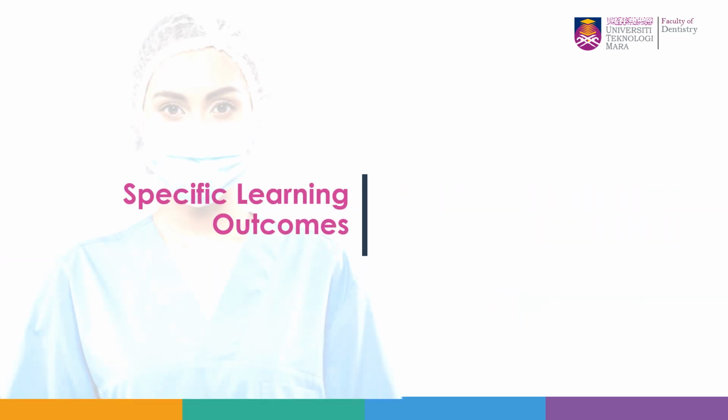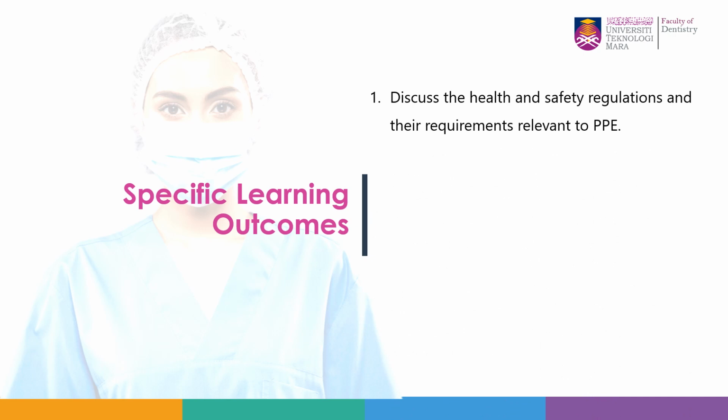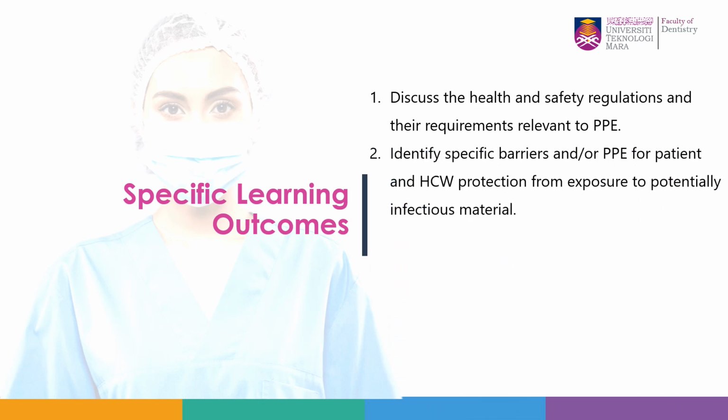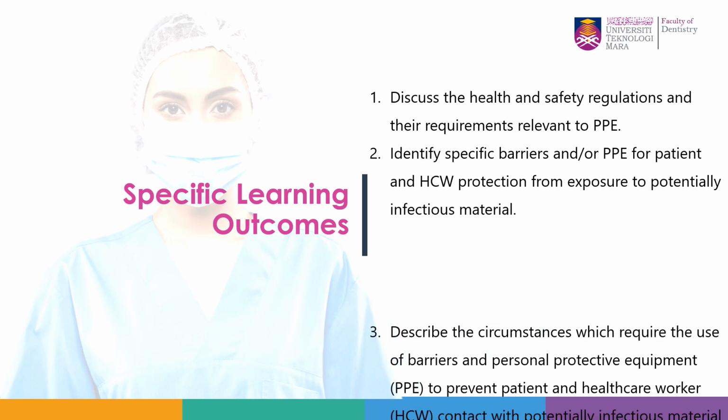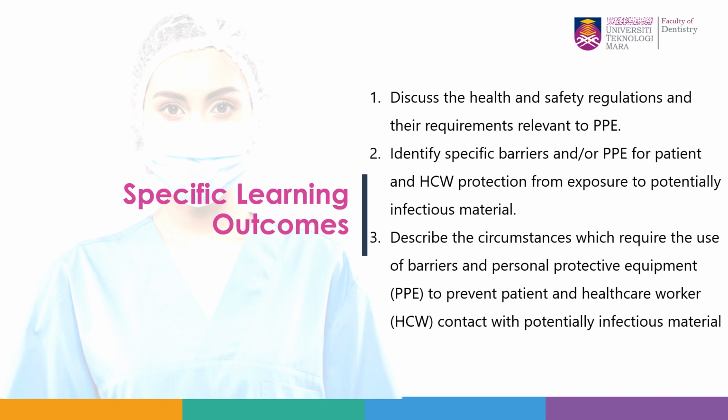The specific learning outcomes. The first one is to discuss the health and safety regulations and the requirements relevant to PPE, to identify specific barriers and or PPE for patients and healthcare workers, protection from exposure to potentially infectious material, and then to describe the circumstances which require the use of barriers and personal protective equipment to prevent patients and healthcare workers contact with potentially infectious materials.